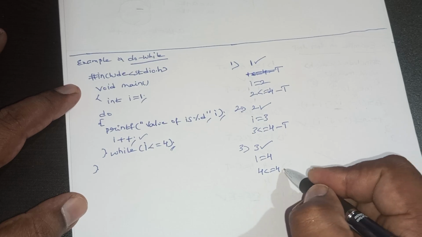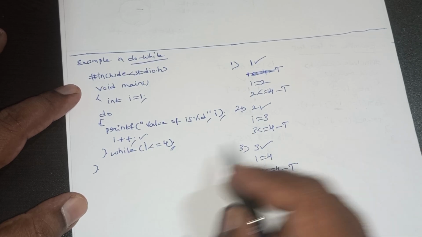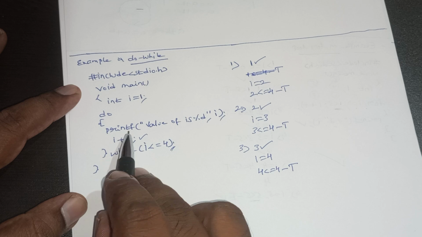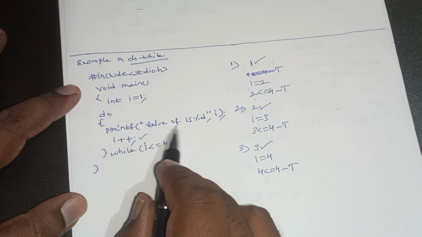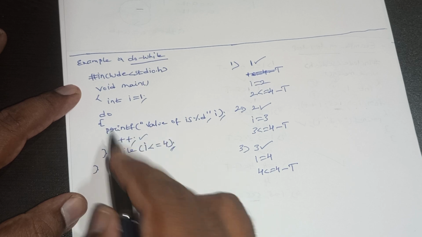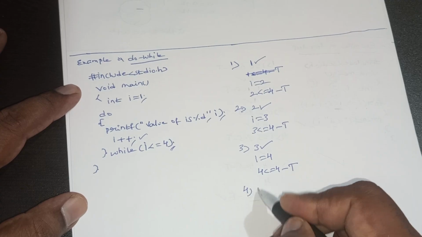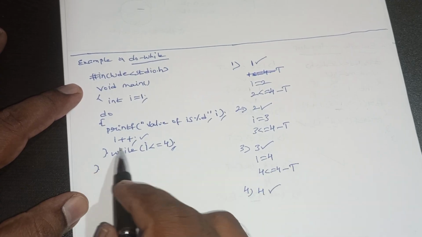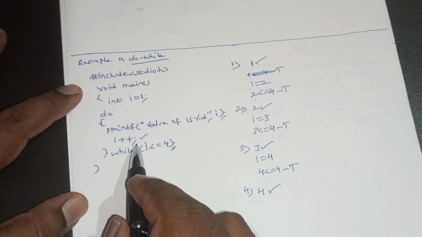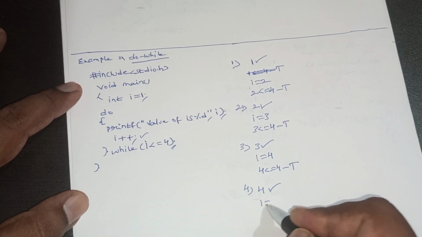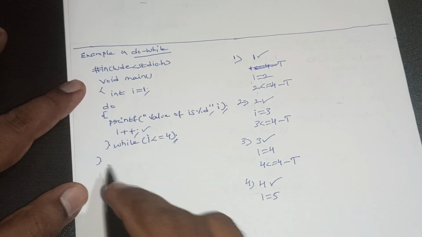Condition true or false? Yes, condition true. Because the condition is true, I have to print something, so print 4. Then what? Now come to the I plus plus. Now what is I plus plus? Now I becomes 5. Now check the condition.